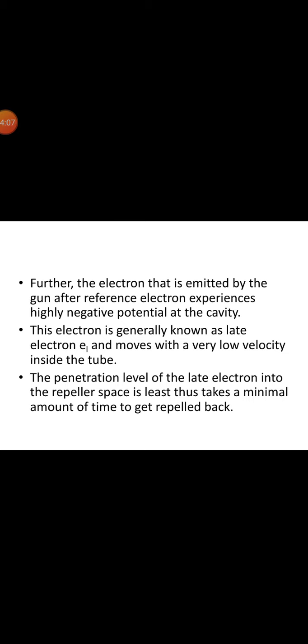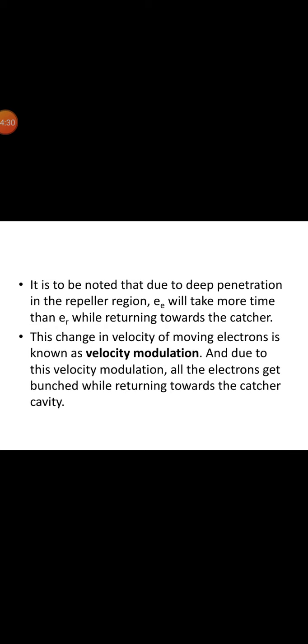Further, the electron that is emitted by the gun after the reference electron experiences a highly negative potential at the cavity. This electron is generally known as the late electron, EL, and moves with a very low velocity inside the tube. The penetration level of the late electron into the repeller space is least, thus it takes a minimal amount of time to get repelled back. It is to be noted that due to deep penetration into the repeller region, EE will take more time than ER while returning towards the catcher. This change in velocity of moving electrons is known as velocity modulation, and due to this velocity modulation, all the electrons get bunched while returning towards the catcher cavity.